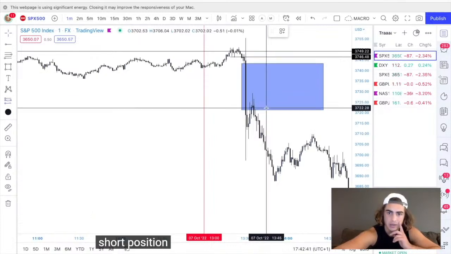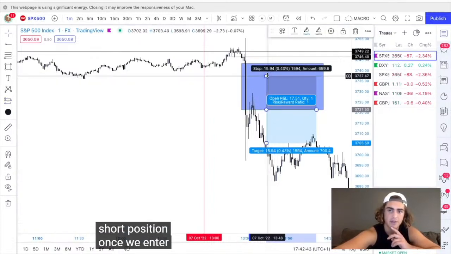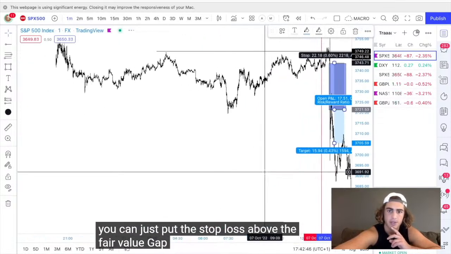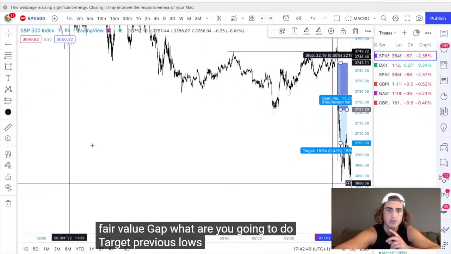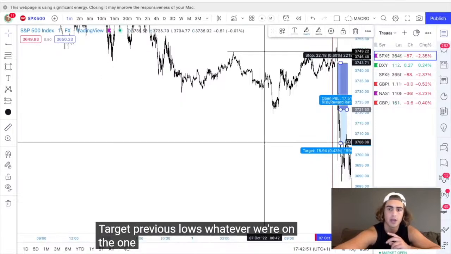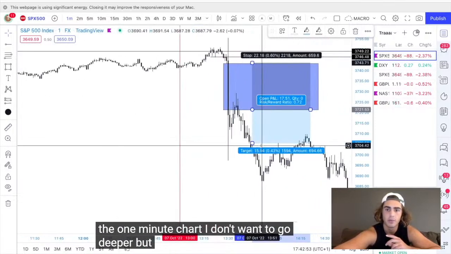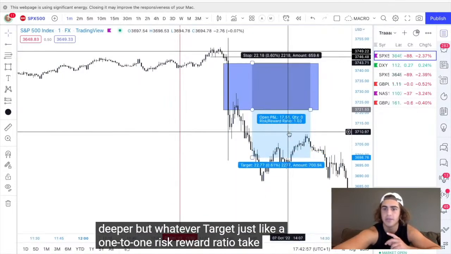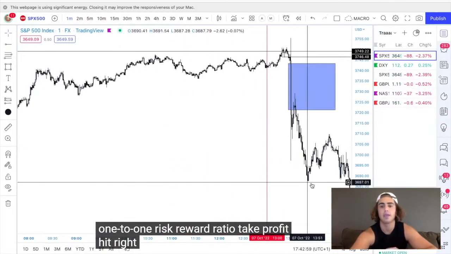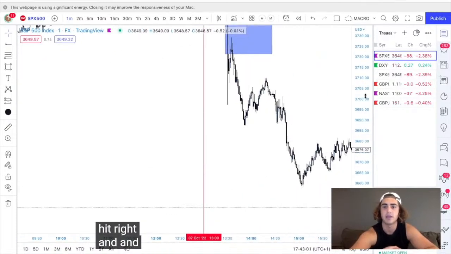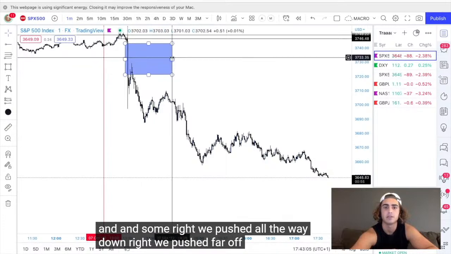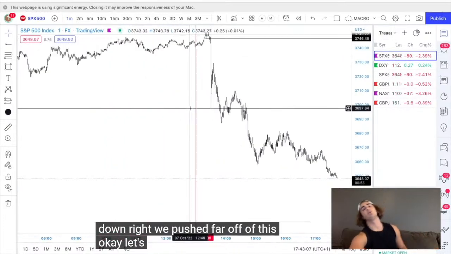Short position. Once we enter into the fair value gap, you can just put the stop loss above the fair value gap. Target previous lows, whatever. We're on the 1 minute chart, I don't want to go deeper, but whatever. Target just like a 1-to-1 risk to reward ratio, take profit hit, right? And some. We pushed all the way down, we pushed far off of this. Okay, let's look at some more examples.